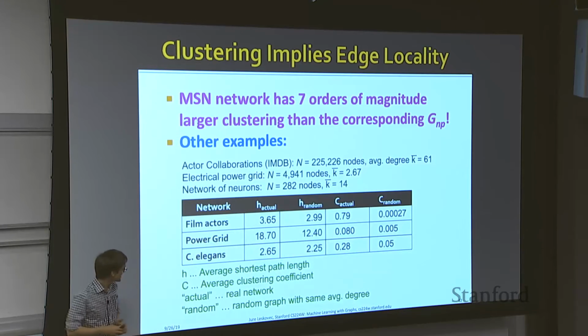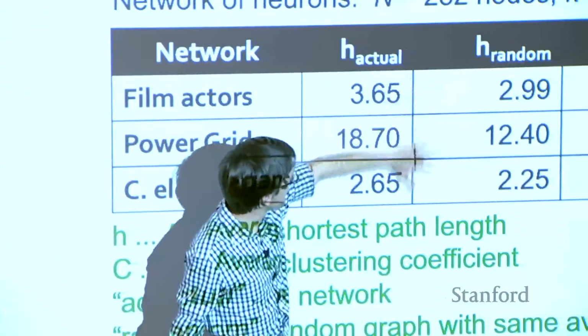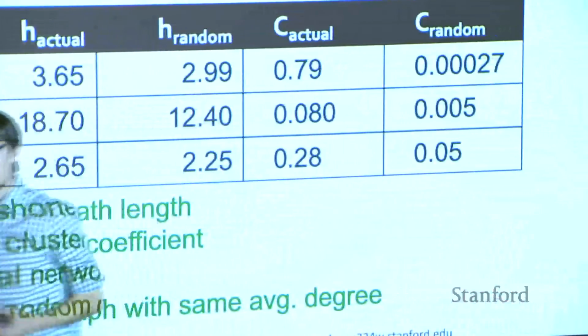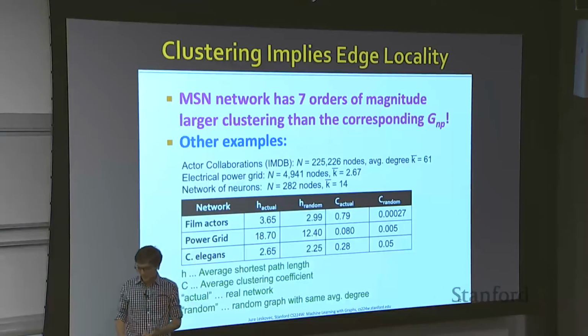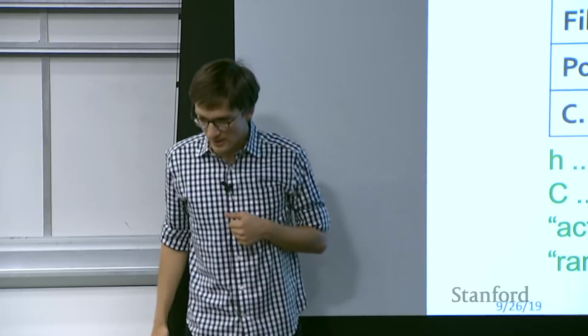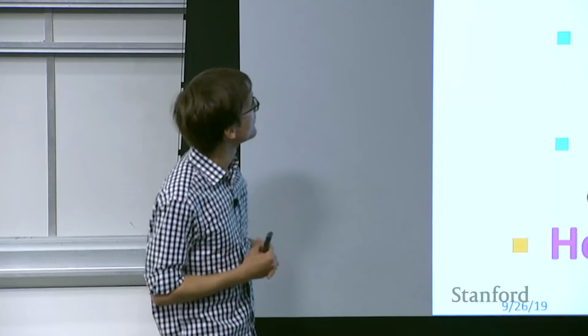So the point is that while random graphs have about the same shortest path lengths as real networks, they have far lower clustering. And the question is, why is that? Can we get the two to match, for both of them to match? So here's, in some sense, the controversy.